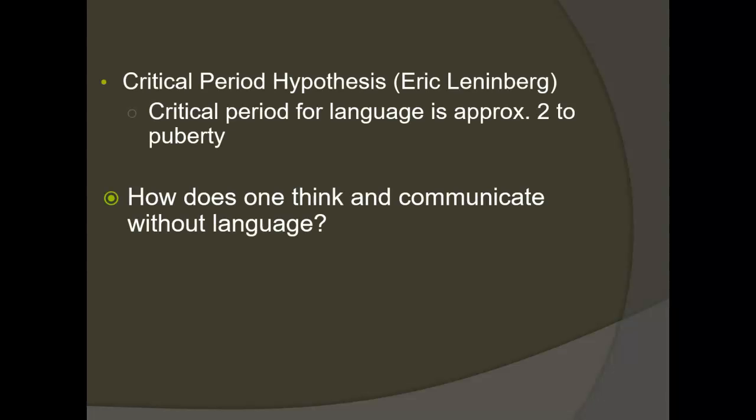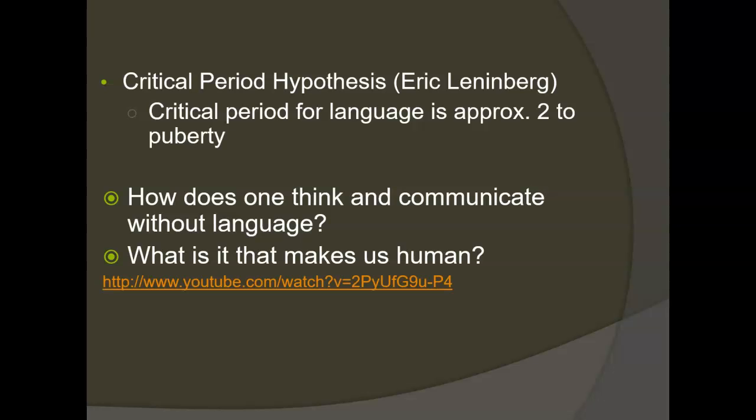So the critical period hypothesis was hypothesized by a man named Eric Lenenberg. And he would suggest that you must learn language before puberty, or you won't be able to. And the only way that we could study this, possibly, is through something called feral children. And feral children bring up a point of questions where we think, how does one think and communicate without language? And what is it that makes us human? And is language part of that?